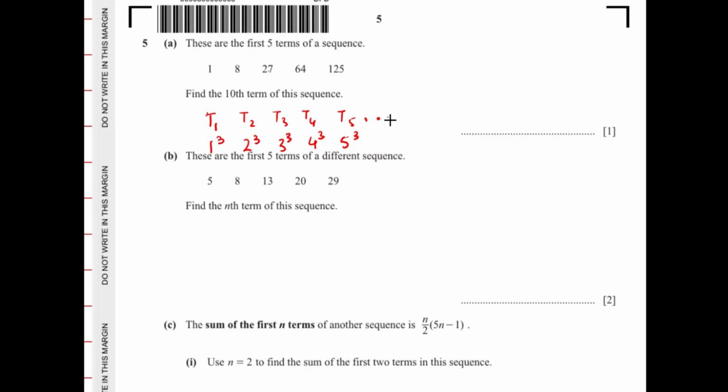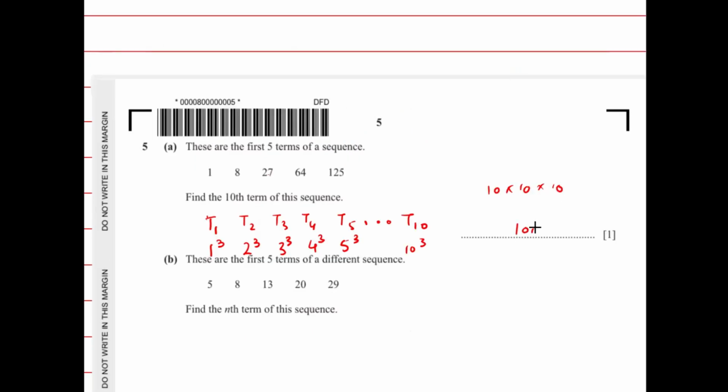Therefore, if we write the 10th term value, this 10th term value will be 10 cube according to the sequence. This 10 power 3, this value will be equal to 10 into 10 into 10, this is 1000. Therefore, the 10th term is 1000.